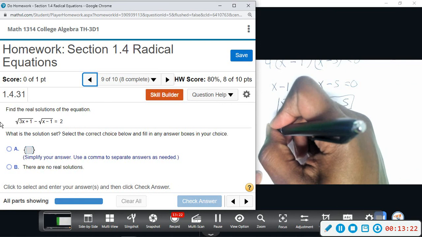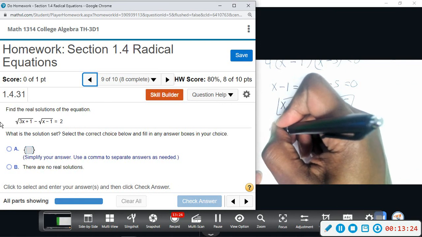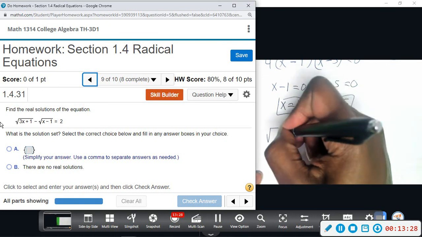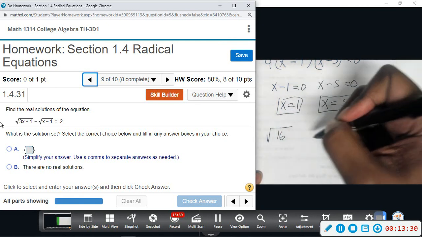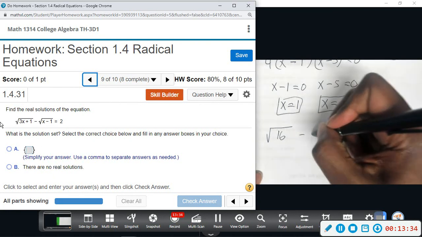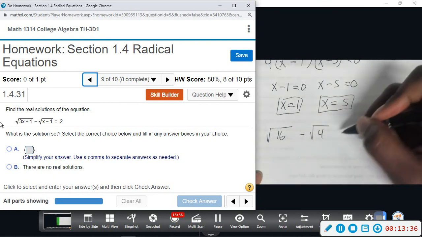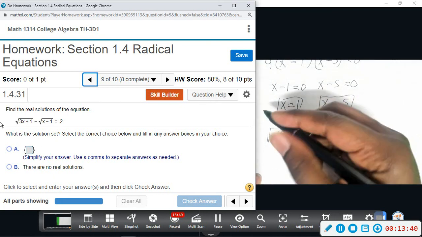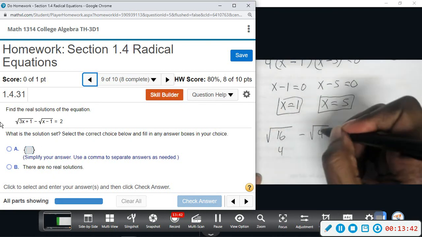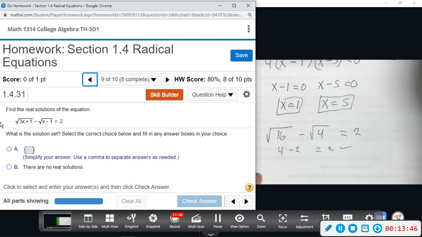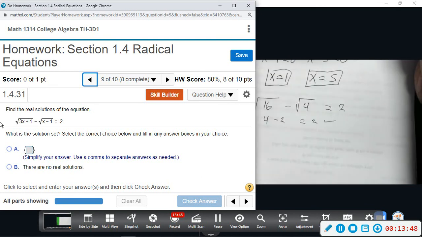So I'm going to plug in 5 first. So 3 times 5 will give me 15 plus 1 is 16. So I have square root of 16. And then plug a 5 in here as well. 5 minus 1 is 4. So minus square root of 4. Does that equal 2? So square root of 16 is 4. Minus square root of 4 is 2. Equals 2. That checks.